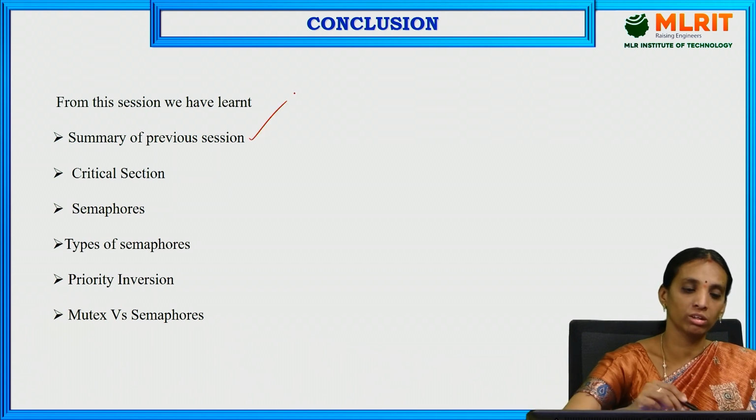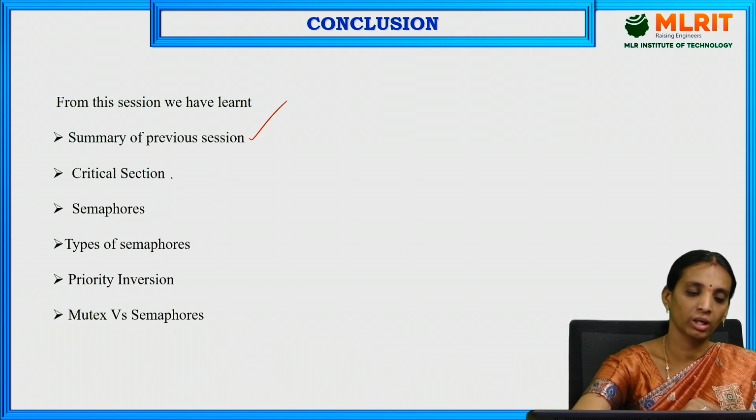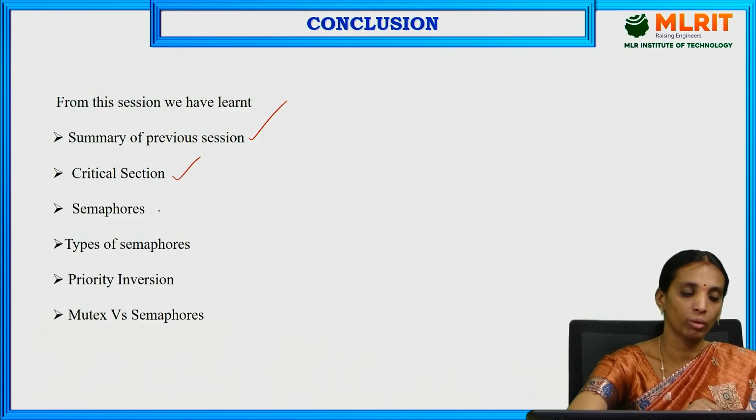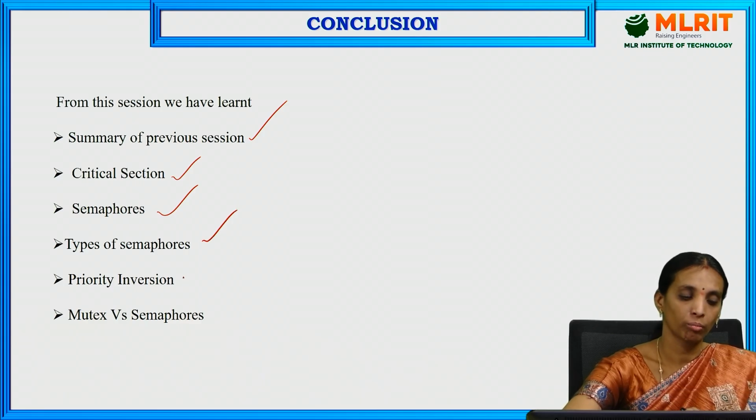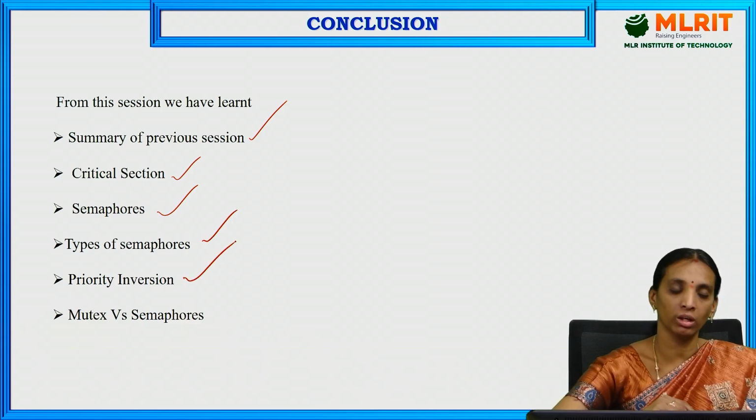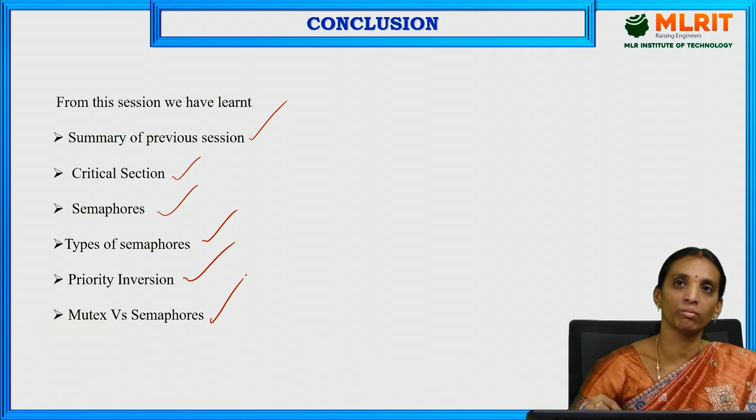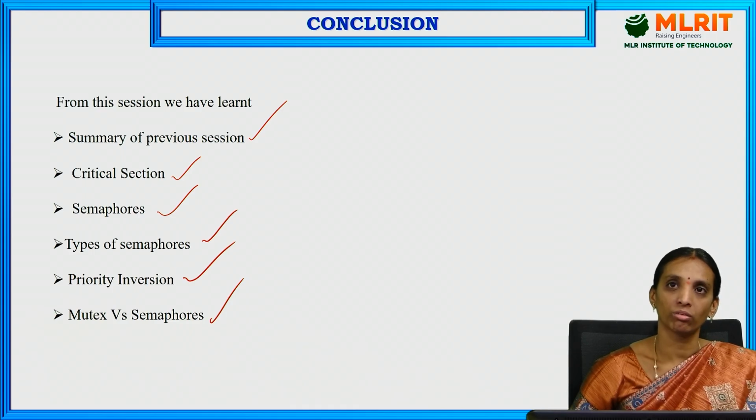In this session we discussed the summary of the previous session, and in today's session we discussed what a critical section is, what is meant by semaphores, what the different types of semaphores are, what the problem of priority inversion is, and what the differences between mutex and semaphores are. So these are the topics covered in the present session.